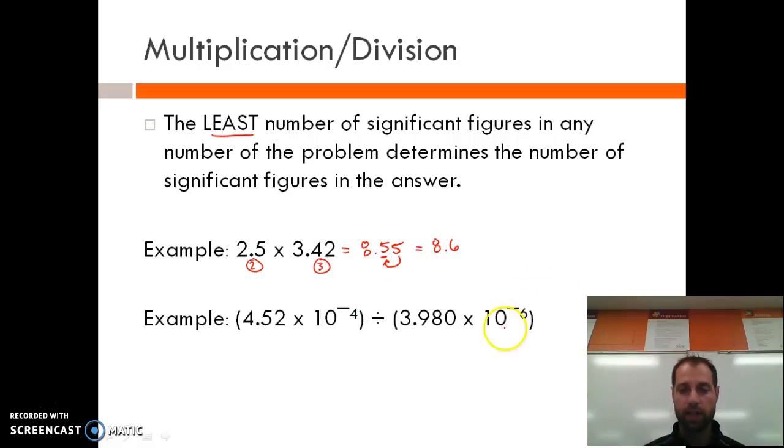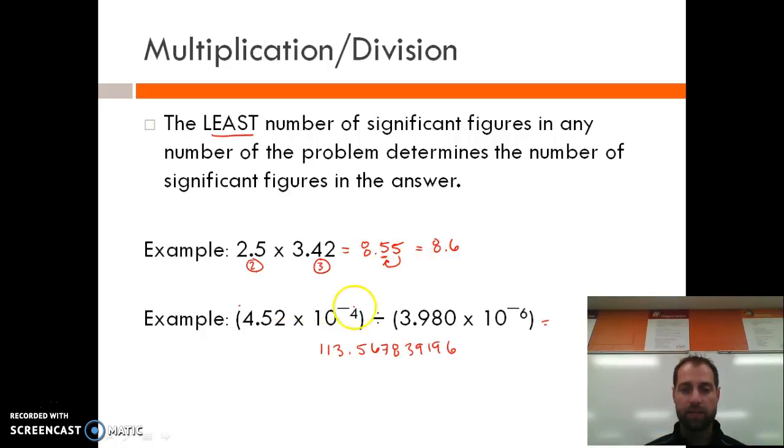In my next one, 4.52 times 10 to the negative 4 divided by 3.980 times 10 to the negative 6. Again, I'm going to plug that into my calculator. And if you plug it into your calculator, you get 113.567839196. Well, I need to look at my sig figs.